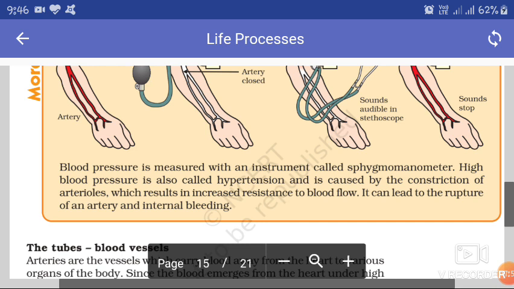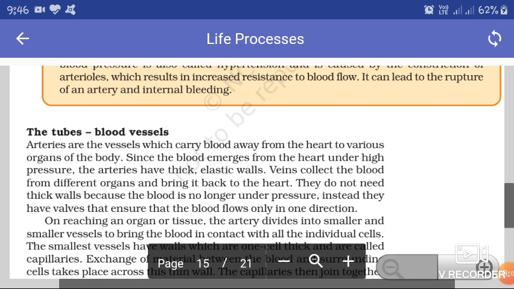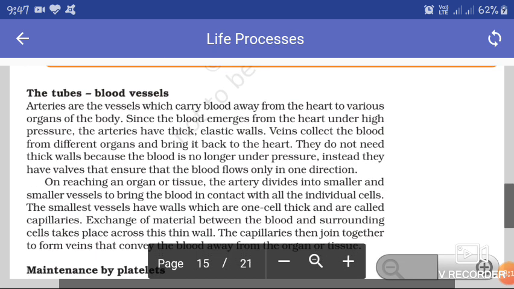High blood pressure is also called hypertension and is caused by the contraction of arteries, which results in increased resistance to blood flow. It can lead to the rupture of arteries and internal bleeding. The tubes.